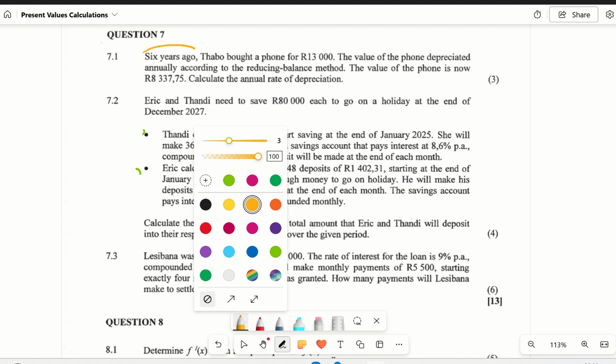It says 6 years ago, Tabo bought a phone for 13,000. Okay, you stop and sort of interpret what they're saying. Today is, like, the 1st of January 2025. 6 years ago, Tabo bought a phone for 13,000. So that means the value of the phone 6 years ago was 13,000, and obviously the current value is less than that of that specific phone, the old one that he owns.